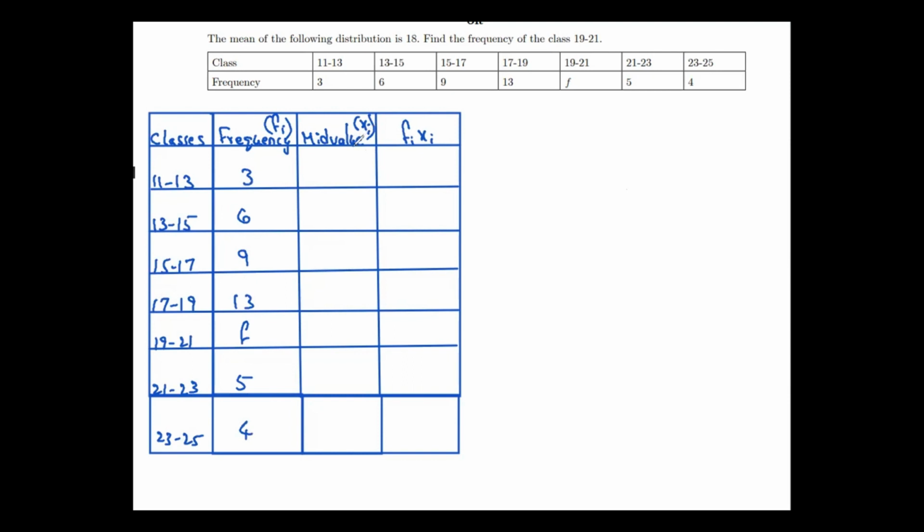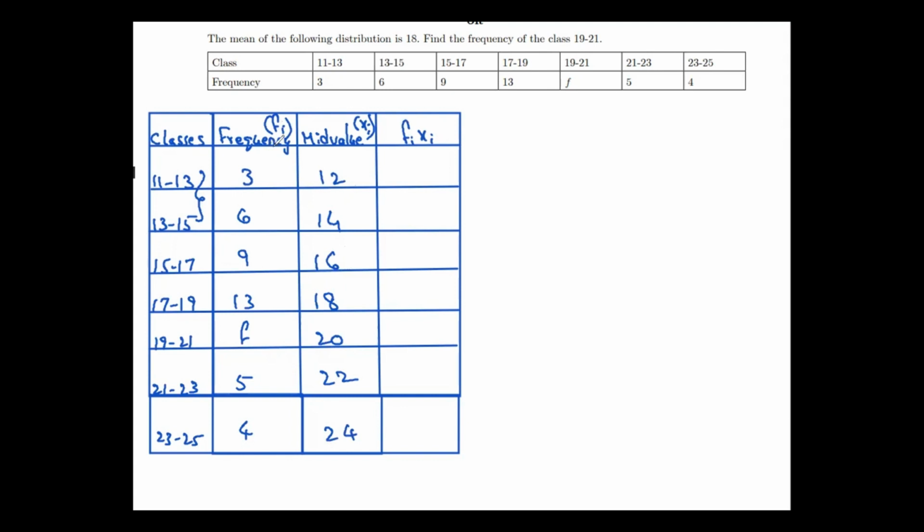So mid values. We discussed already how to fill the mid values column. 11 plus 13 by 2, 24 by 2, 12. Thereafter, we'll keep on adding the class size to that. The class size, if you see, is 2. The difference between any two successive upper limits or any two successive lower limits gives you the class size. So 2 is the class size for this question. So let's add 2 to that, then we'll get the remaining mid values: 12 plus 2, 14, 16, 18, 20, 22, 24. That's it, simple.